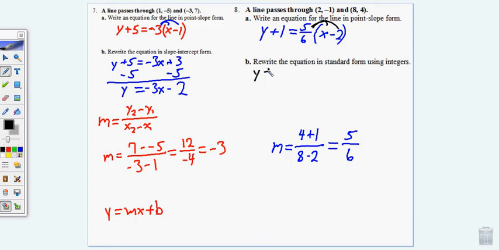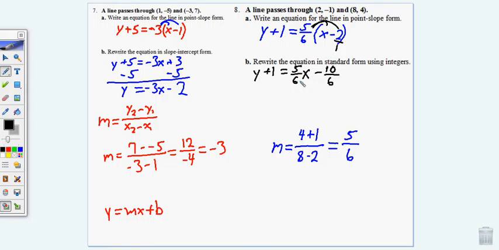So this side just stays the same: y plus 1. 5 over 6 times x is just 5 over 6x. Negative 2 times 5 over 6 is negative 10 over 6. When you multiply fractions, we just multiply the top and the bottom. So 5 times 2 is 10. 6 times 1, remember this is kind of the same as over 1. We get negative 10 over 6.